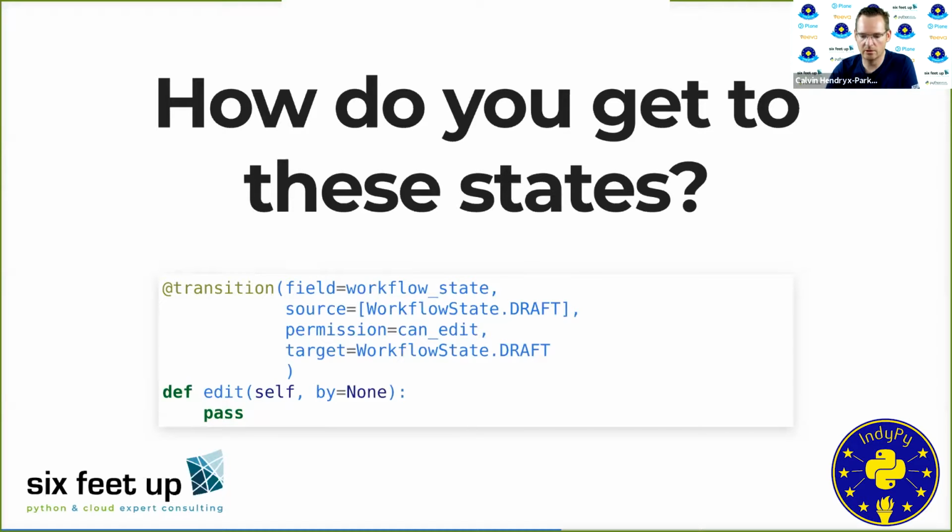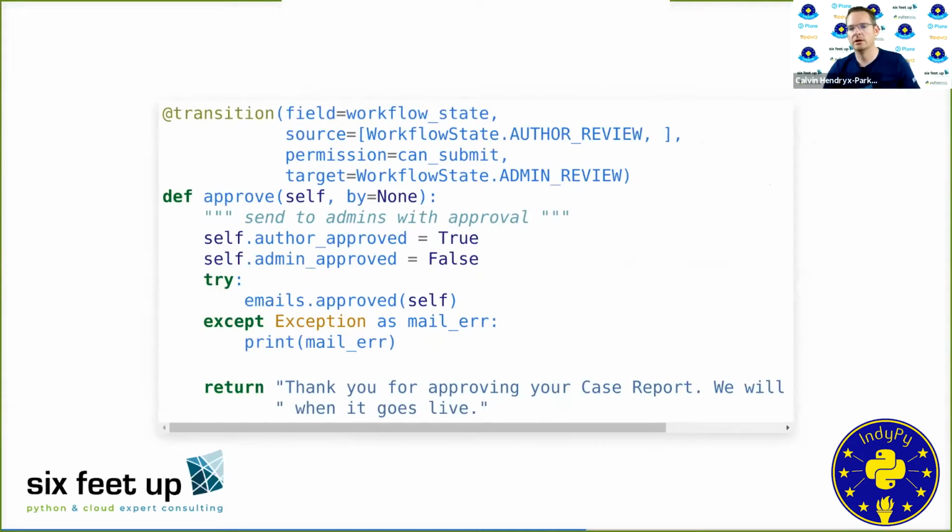Now, if we look at a little more involved example, remember I mentioned there were two other Boolean fields involved in this workflow state, author approved and admin approved. So if we look at the transition again, we're still dealing with the same workflow state FSM field. Now we're going from a source of author review, and this transition is called approve. So if the item's in author review and the current user satisfies the can submit permission, they will see the approve transition available to them when they call the get workflow state transitions.